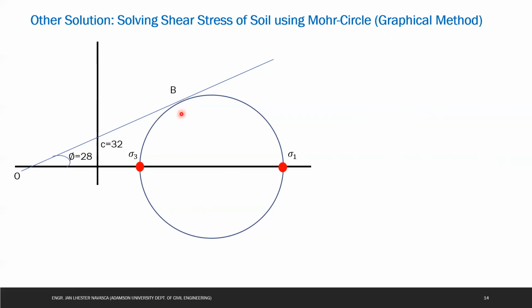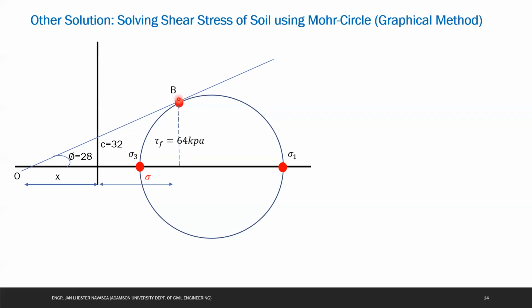Then draw a line that is your tau sub f, the distance tau sub f. So ito yung distance sa tau sub f na yan. Okay, then since this one, we can now solve for the unknown sigma. A question letter A is what is the normal stress at the failure plane? Or basically, what is the x coordinate of your point B?